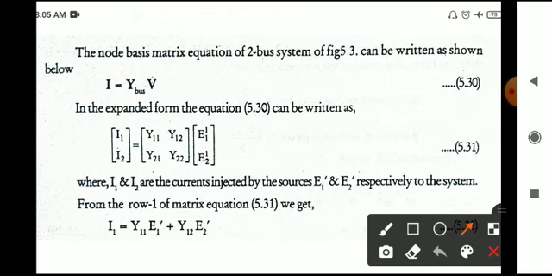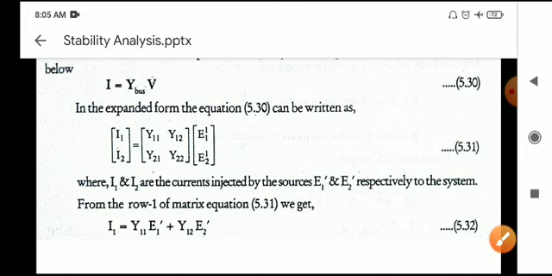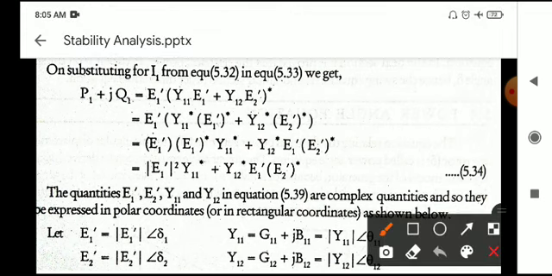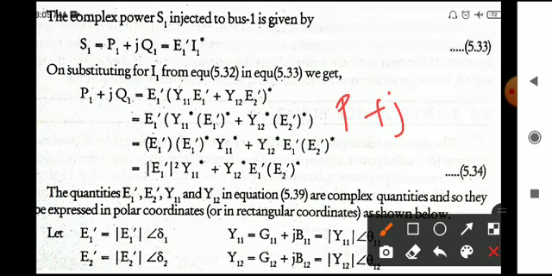The currents I1 and I2 are the currents injected by the sources E1 dash and E2 dash respectively. From row 1 of the matrix we can write I1 equals Y11 into E1 dash plus Y12 into E2 dash. Also we know the complex power S1 can be written as P1 plus jQ1, and that complex power is equal to E1 dash into I1 conjugate.